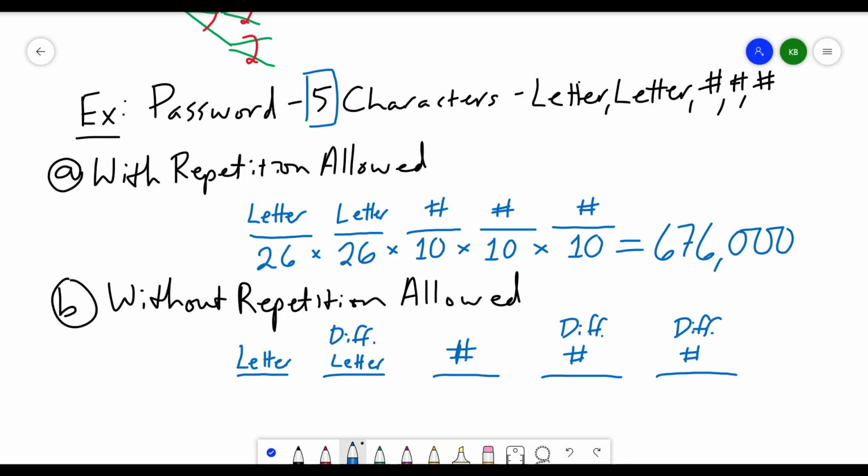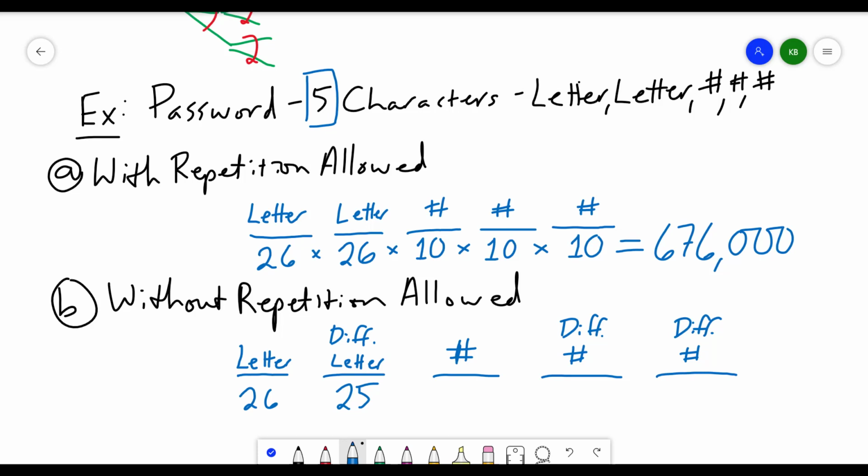And then I go through and I think the same thing. So how many letters do I have to choose from? I have 26. And then if I have to have a different letter, well, I have the 26 letters, except I have one less because I've already used one of them as my first letter. So there's actually 25 remaining letters that I can choose from.